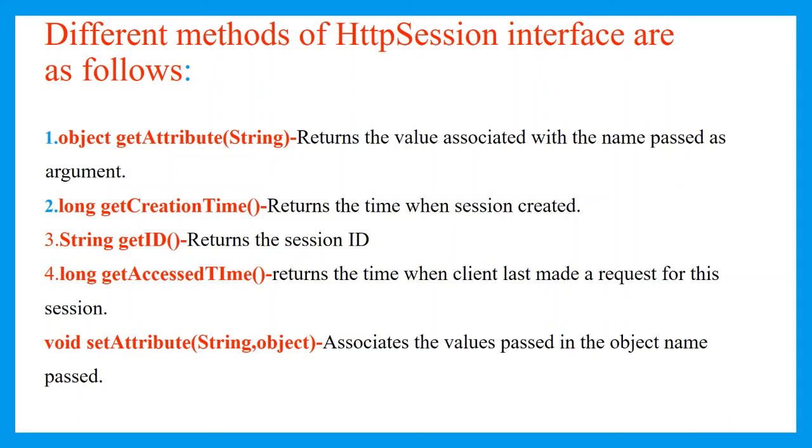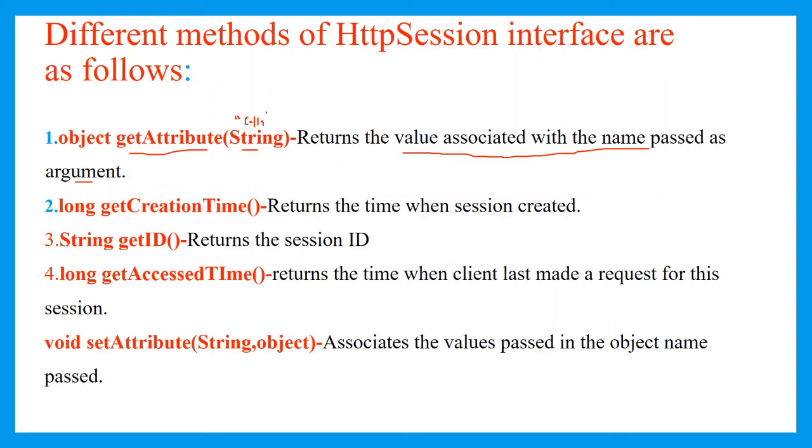Here we are discussing the different methods available in the HttpSession interface. The first one is the getAttribute method. The getAttribute method takes one argument of type string. This method is going to return the value associated with the name passed as an argument. So assume that I have passed as an argument to getAttribute an object name called college name. I want to see what value has been assigned to the object called college name.